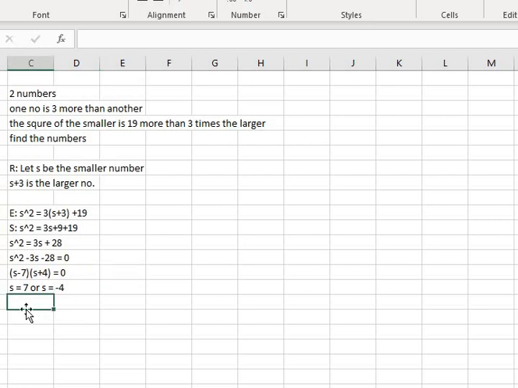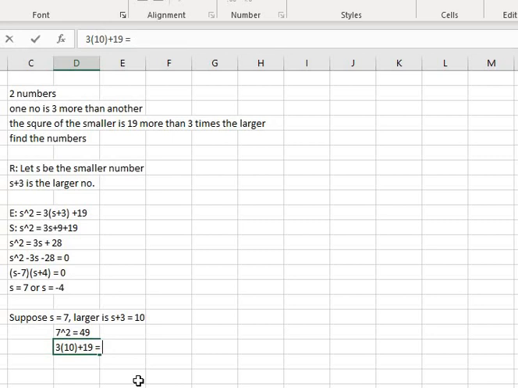Let's see which one will give the correct answer. Suppose S is equal to 7. Then the larger is S plus 3, which is equal to 10. Now, let's check the square. 7 squared is 49. Meanwhile, 3 times 10 is 30, and 30 plus 19 is 49. So therefore, S equals 7 is correct.